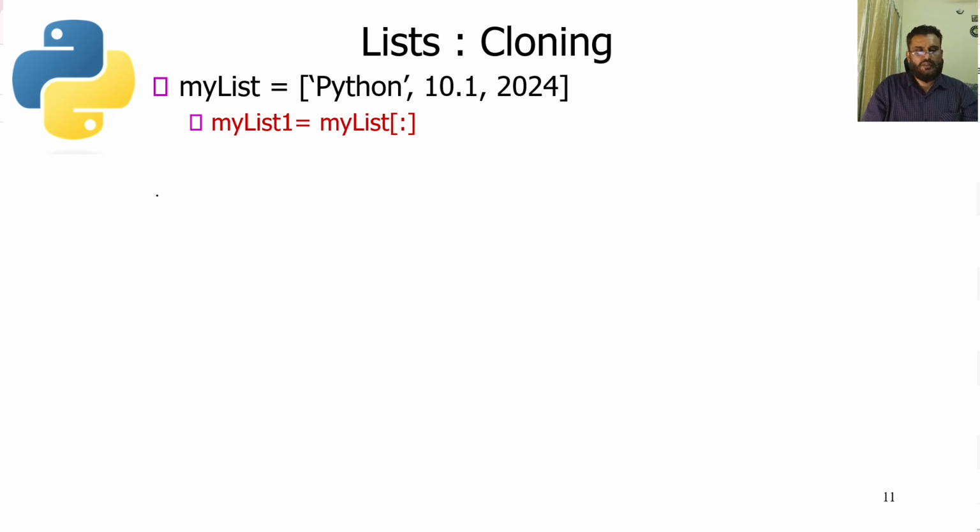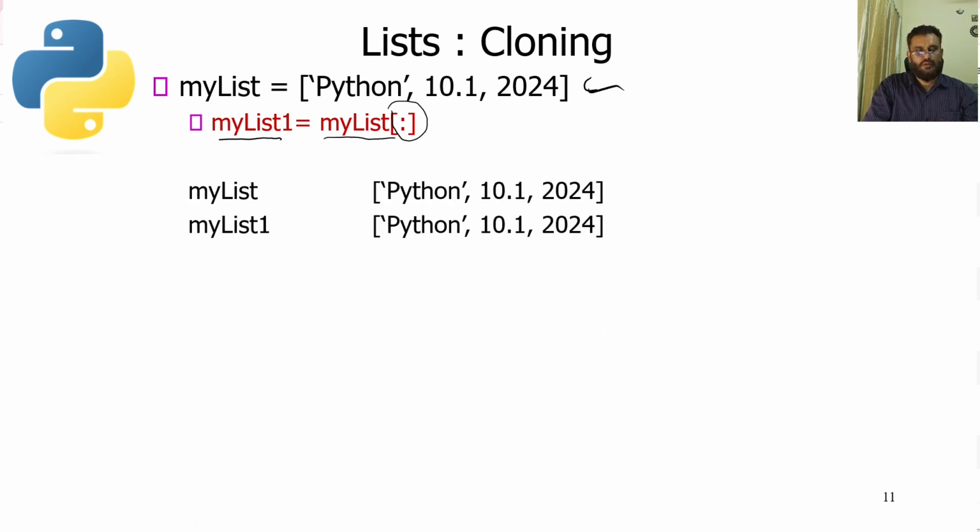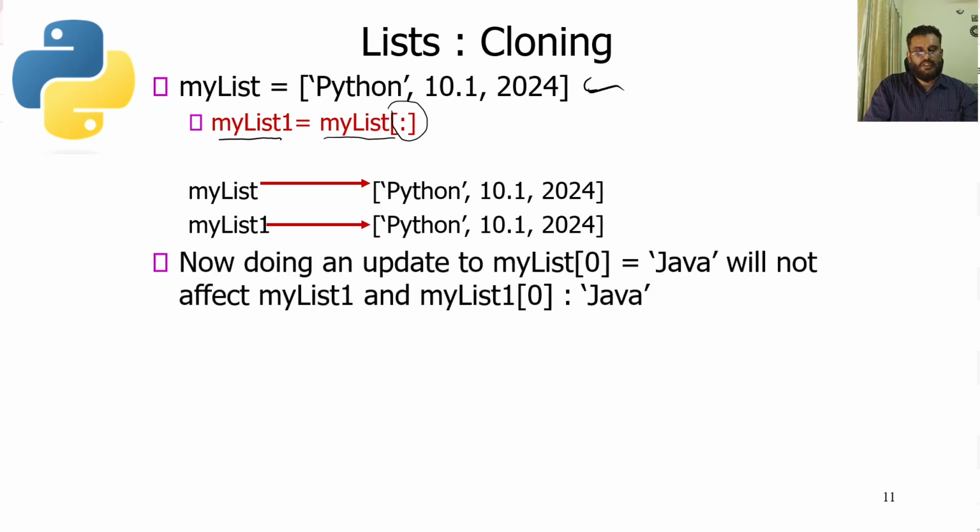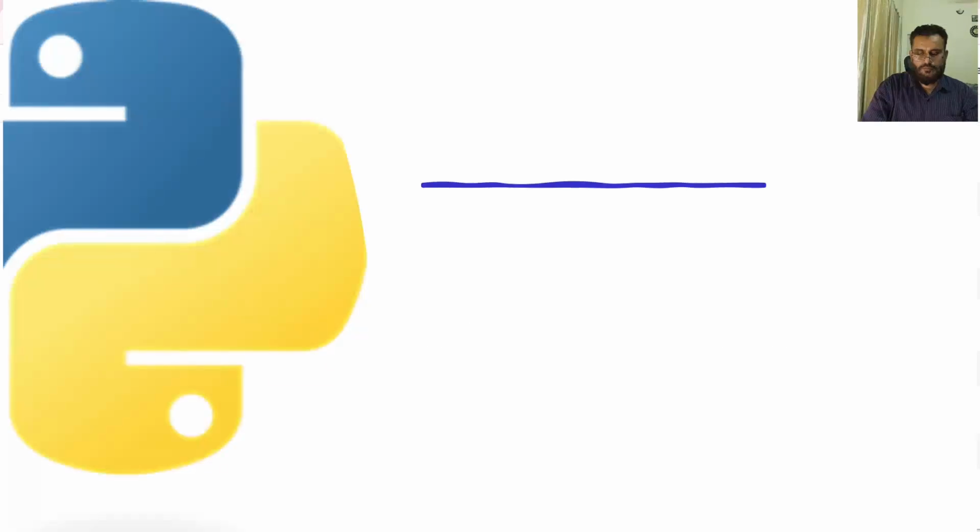In this case, I create a new variable and I make use of the first list, which is this one, and I just pass a colon inside the square brackets, and it will create a clone. Now both these variables have their own copies of the list, and if we change the contents of one list, those will not be reflected in the other list. So cloning is useful when we don't want the effect of one list on the other list.